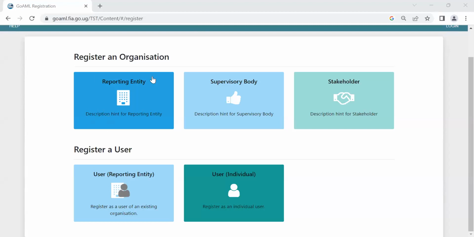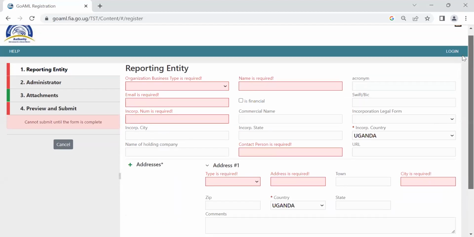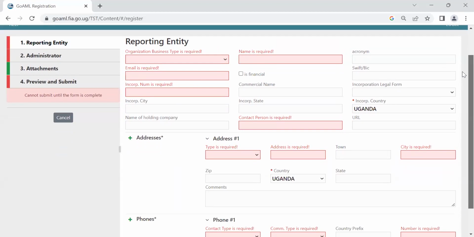Okay, so at this stage here, we are going to register as a reporting entity. Don't click on supervisory body, don't click on stakeholder, don't click anything under user. Just click on register an organization as a reporting entity. So you click on that and you'll get a page like this. Okay. So I'm going to go through this page slowly.